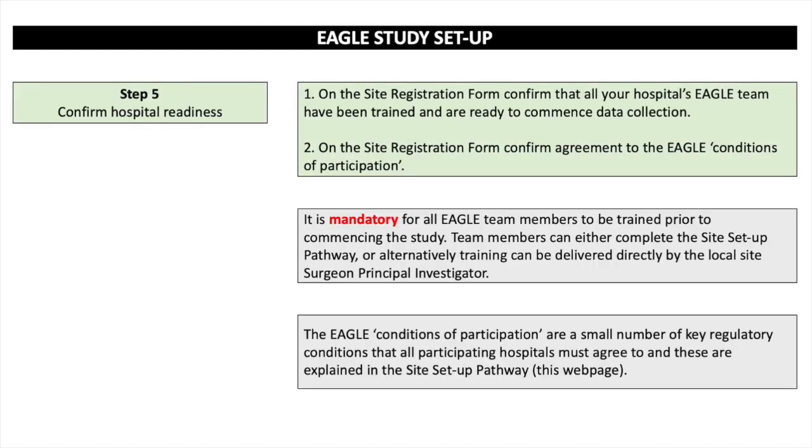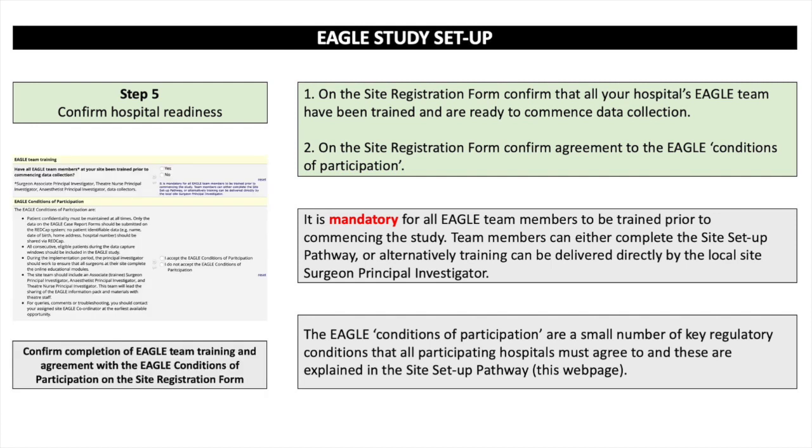All co-investigators at your site should complete Eagle training. They can either work through the Eagle site setup pathway, which is this web page, or the local surgeon principal investigator can deliver their own training to their co-investigators. Once this has been done, you should confirm that the training has been completed on the site registration form.